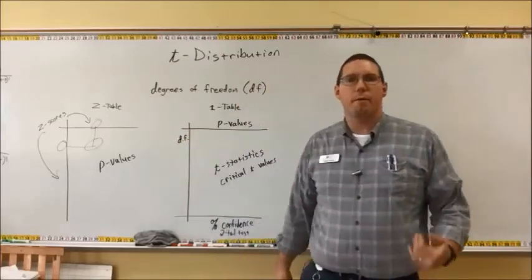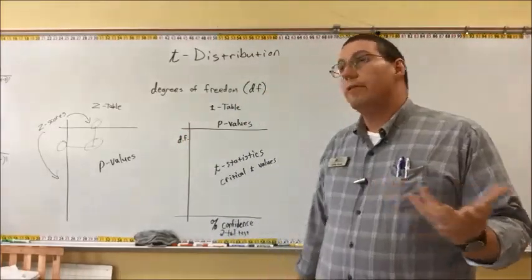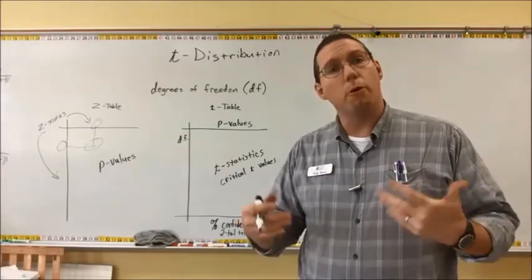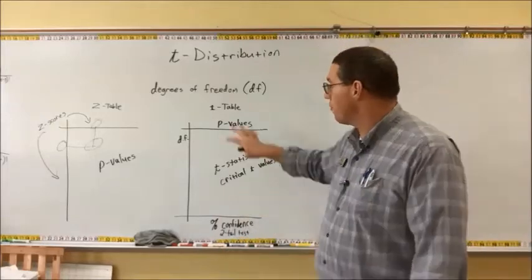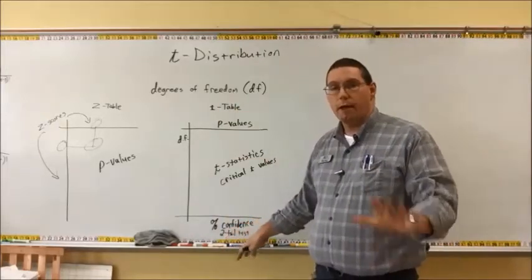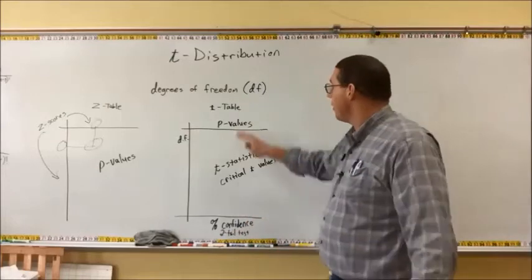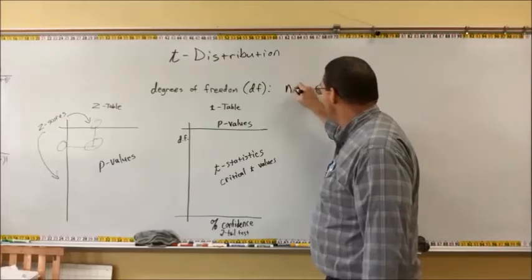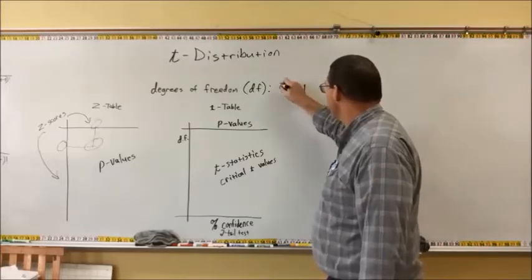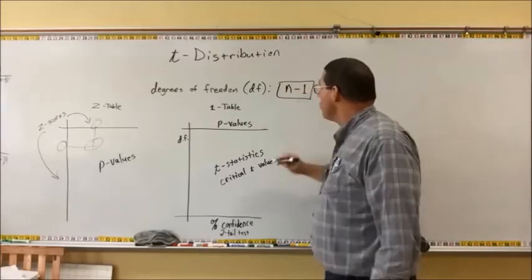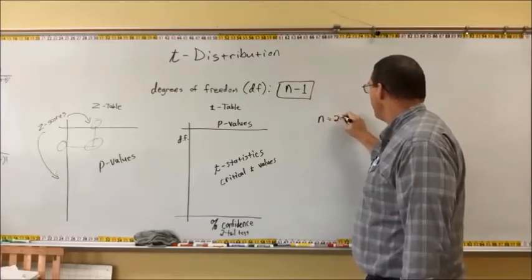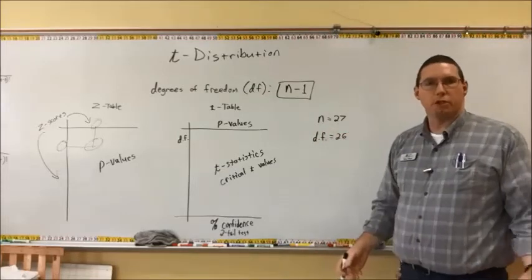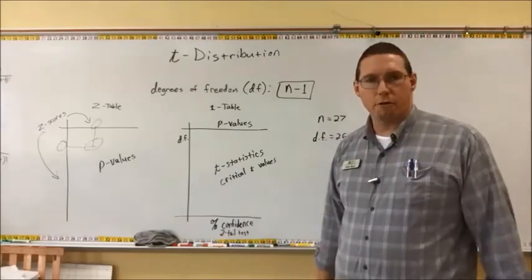Now, there are several things that degrees of freedom are used for in statistics. For now, I'm only going to show you what degrees of freedom are used for in the t-table, okay? But all you need to know for right now is that degrees of freedom is very simply calculated by n minus 1. That's the sample size minus 1. So if n is 27, then the degrees of freedom is 26. Very simple. Just reduce your sample size by 1 and you have your degrees of freedom.